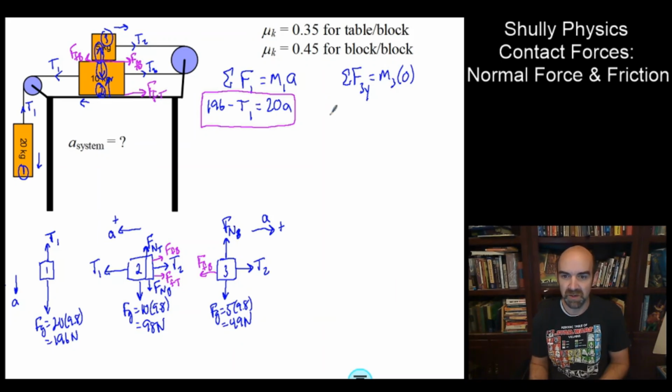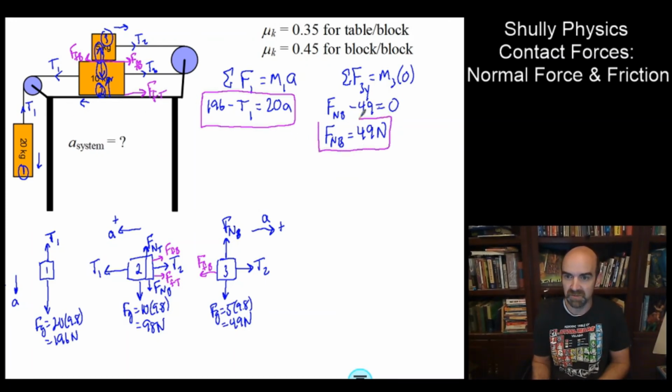In the y direction, we've got the normal force of the block from below pushing up, and the weight pulling down. Oh look, in the y direction we just get that the normal force FNB is equal to the weight of block 3. That's important. You need to know that, especially when we get into friction for those two blocks. And then we've got the sum of the forces on 3 in the x direction.